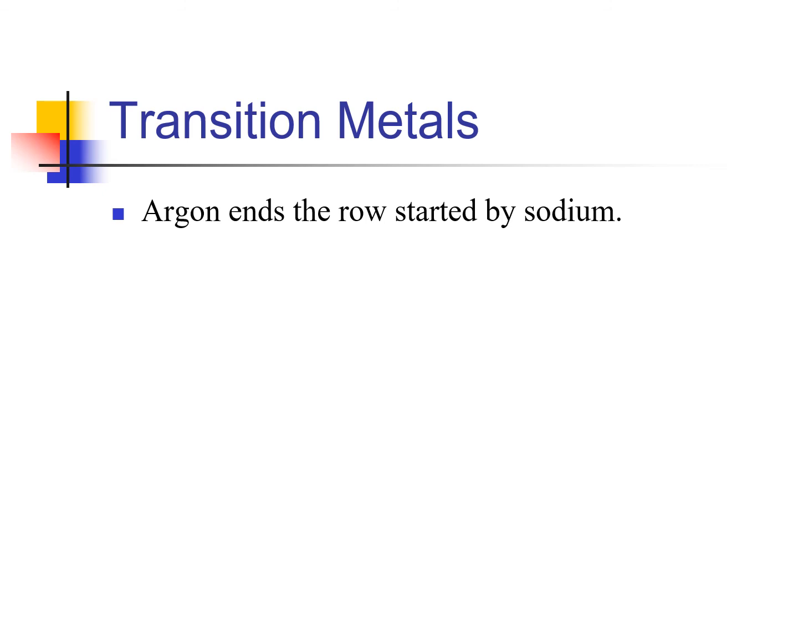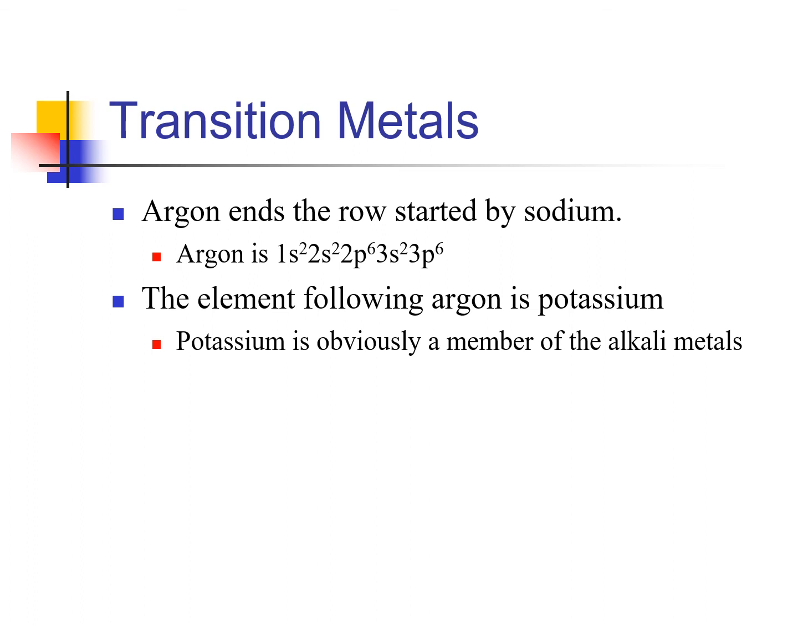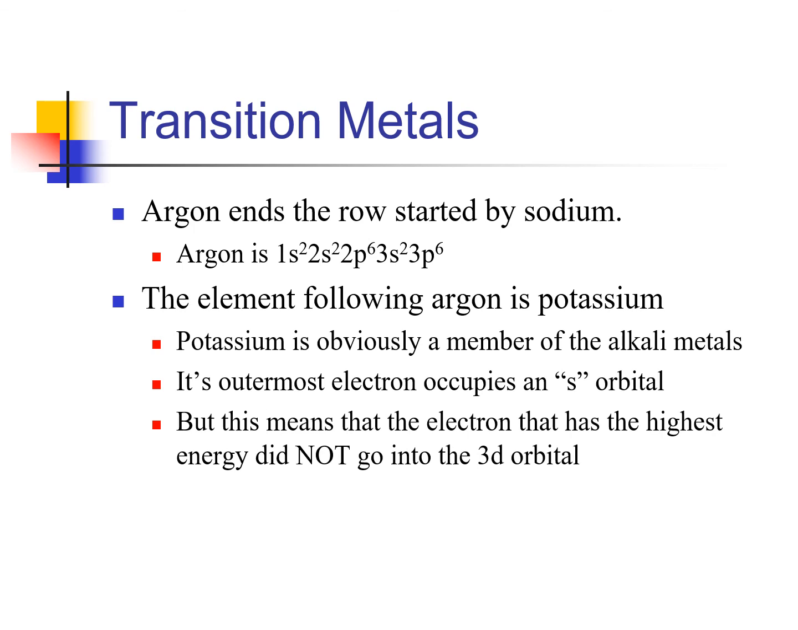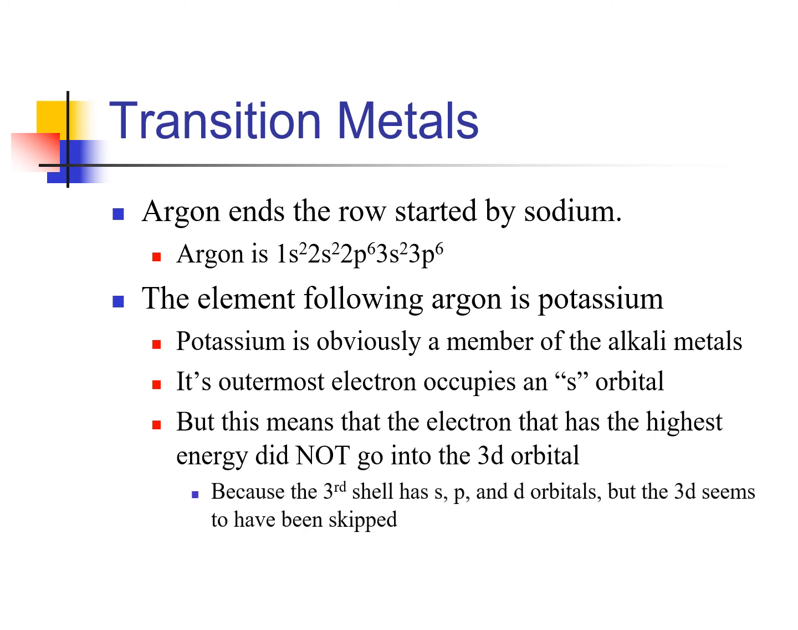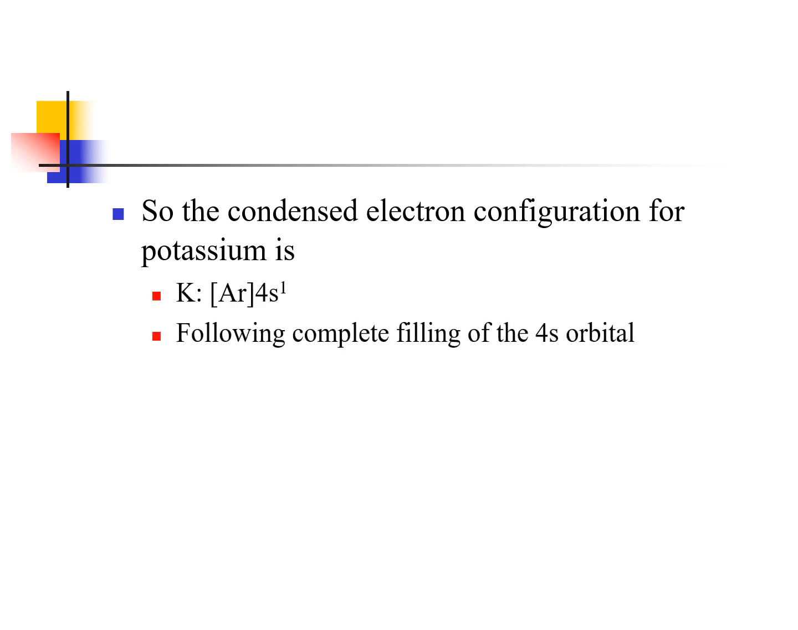So we know argon on the periodic table ends the row started with sodium. This is argon's electron configuration. It is a noble gas. The element following argon is potassium. Potassium is obviously a member of the alkali metals. Its outermost electron occupies an s orbital, but this means that the electron with the highest energy did not go into the 3d, which does exist, but instead the 3d is skipped, and that extra electron goes into the 4s. So the condensed electron configuration for potassium is argon 4s1.